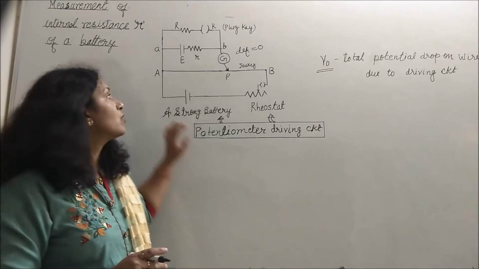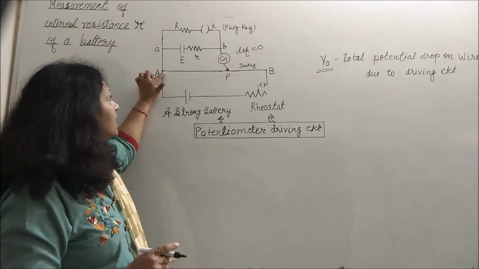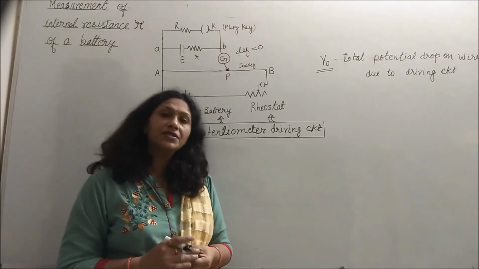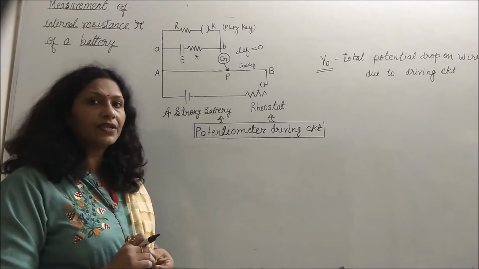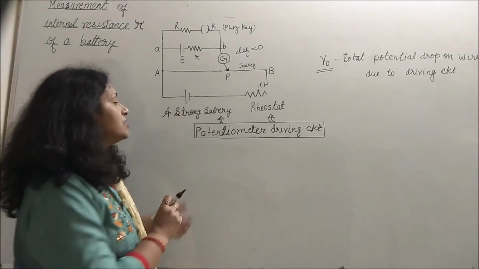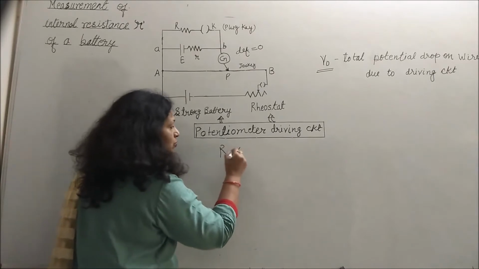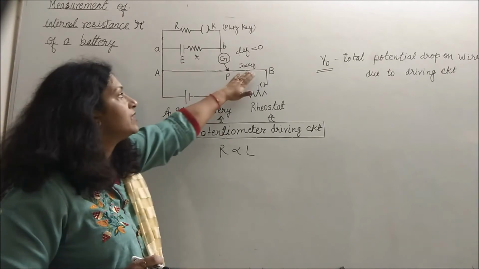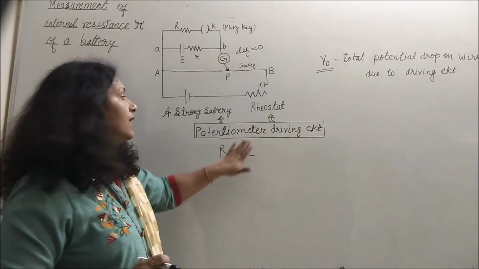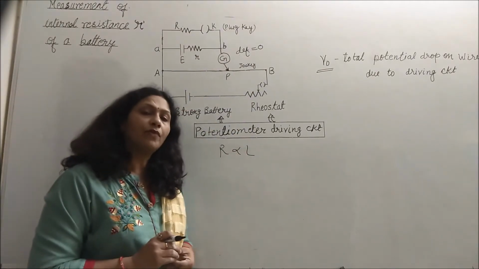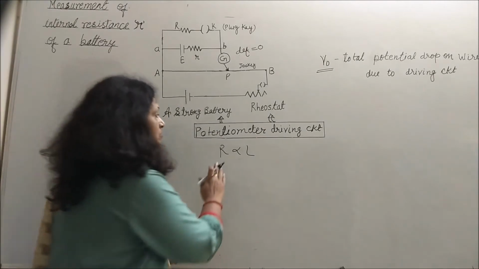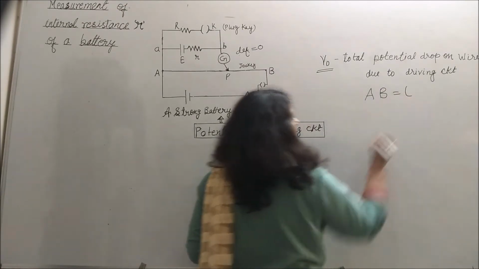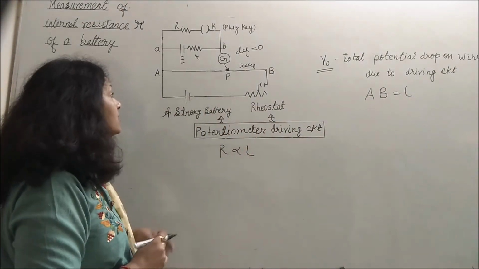It generates a constant current that flows across terminals A to B, where a uniform metallic wire is connected and its resistance is proportional to the length of the wire. Suppose the whole length of this potentiometer wire is L. Usually it is from 5 to 10 meters. So we can write here that AB is L meters in length.